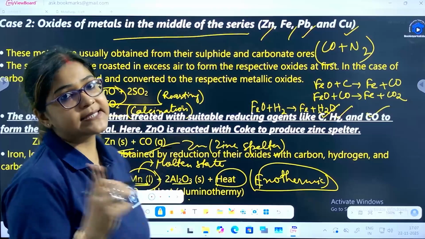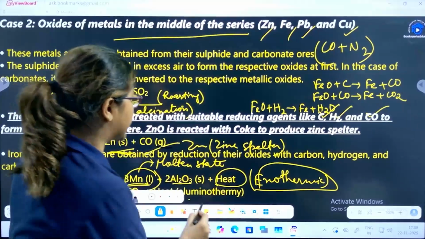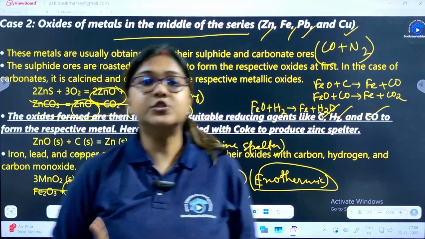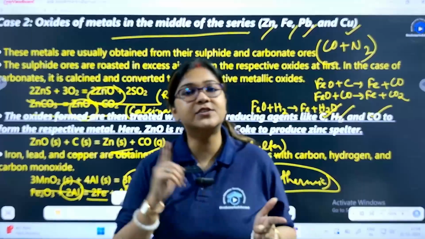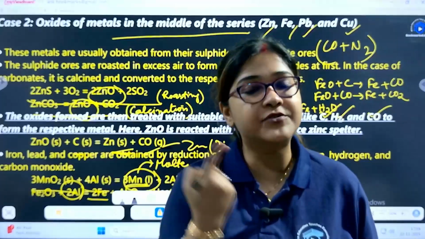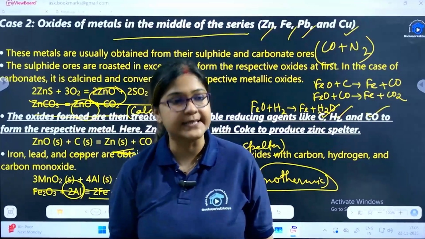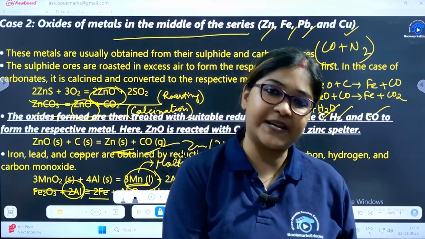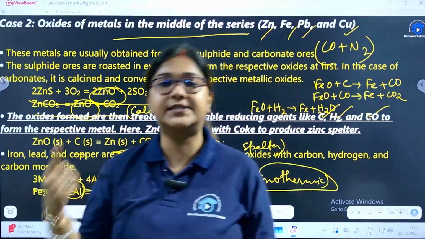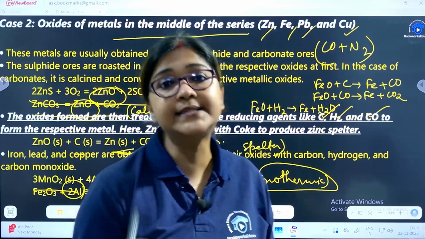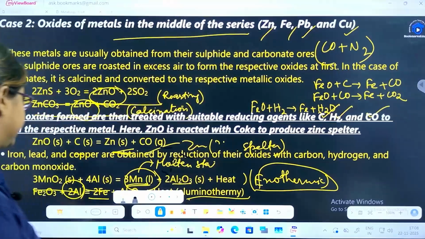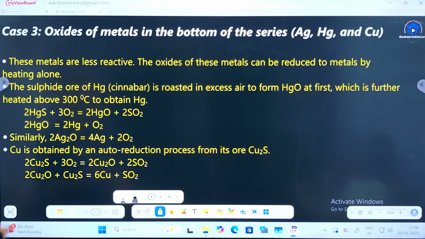This is known as aluminothermy. So when aluminium acts as a reducing agent and replaces manganese and iron from their respective oxides, the treating of the respective oxides with aluminium is known as aluminothermy.